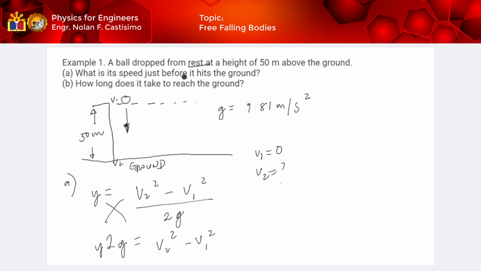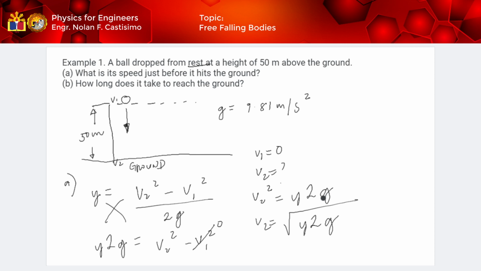So, what is its speed just before it hits the ground? Wherein, andito yung v2 natin. Okay? So, proceed tayo dito. So, itong v1 natin, cancel out natin kasi magiging 0 na yan. So, therefore, v2 squared is equivalent to y2g. And then, v2 is equivalent to the square root of y2g. No? So, yung square, nilipat ko lang sa kabila, kaya naging square root na siya. Okay?